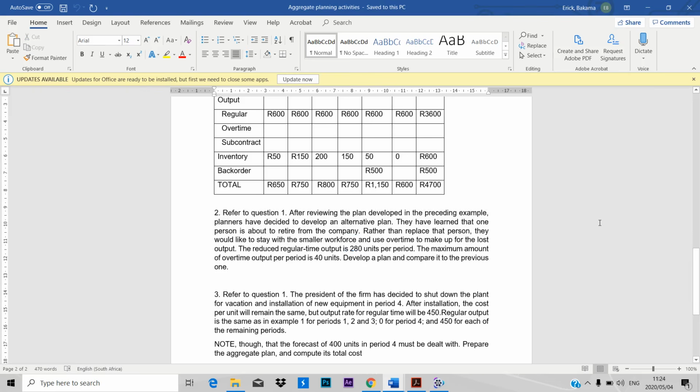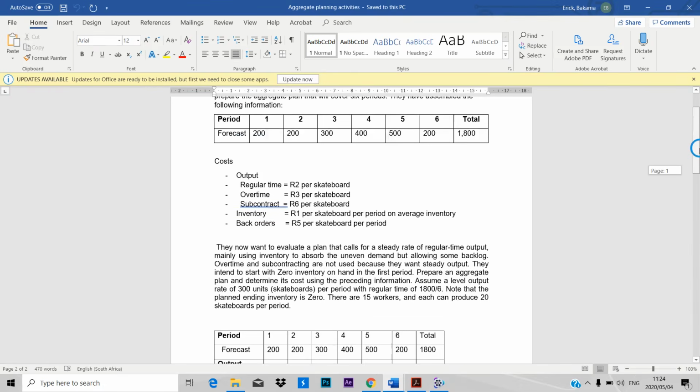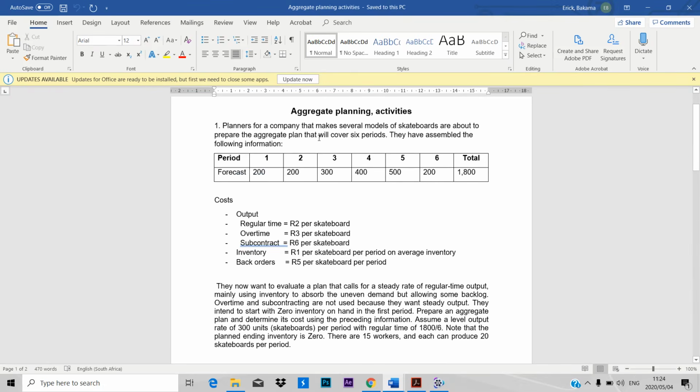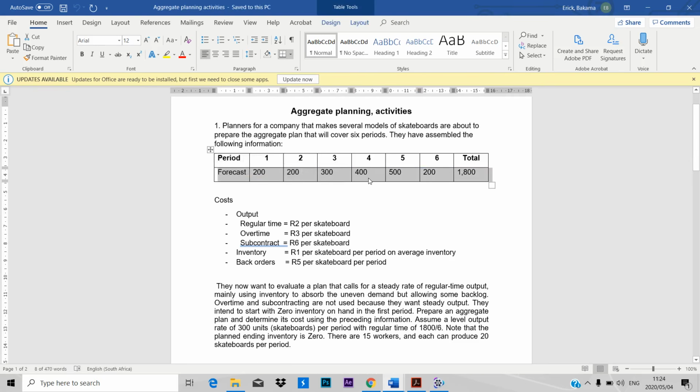So as a reminder, let me read the first question. It says that the planners for a company that makes several models of skateboard are about to prepare the aggregate plan that will cover 6 periods. So it's from period 1 to period 6. This is the forecast. When you look at the general steps of aggregate planning, the first step is always to make sure that we check our forecast and that our forecast is accurate. This is the forecast. They give us the different costs.